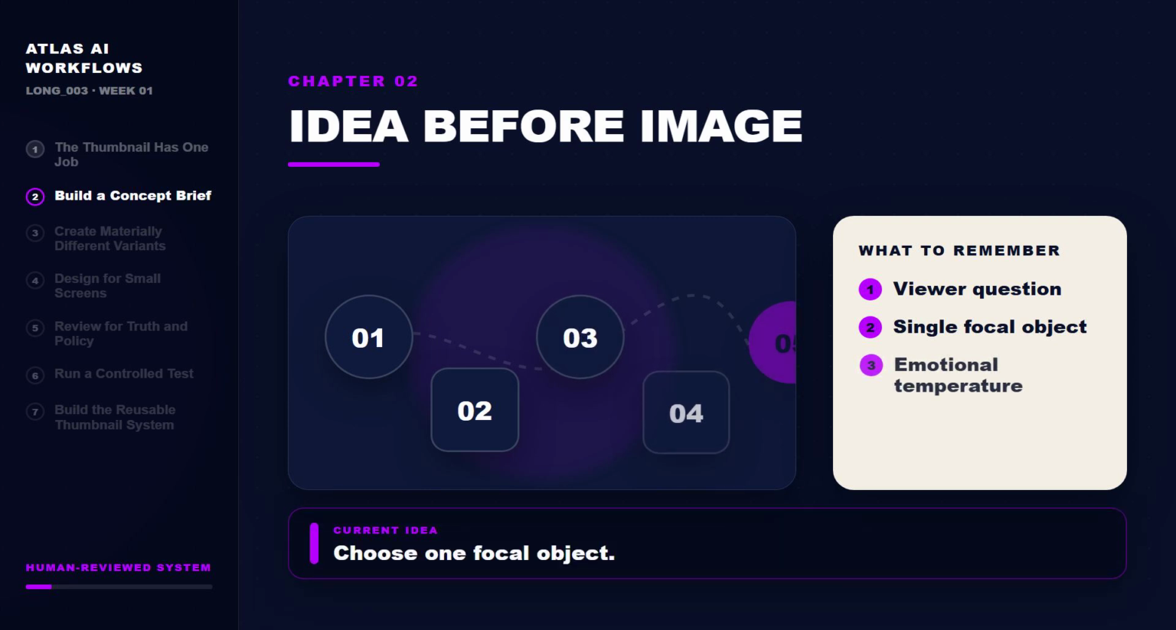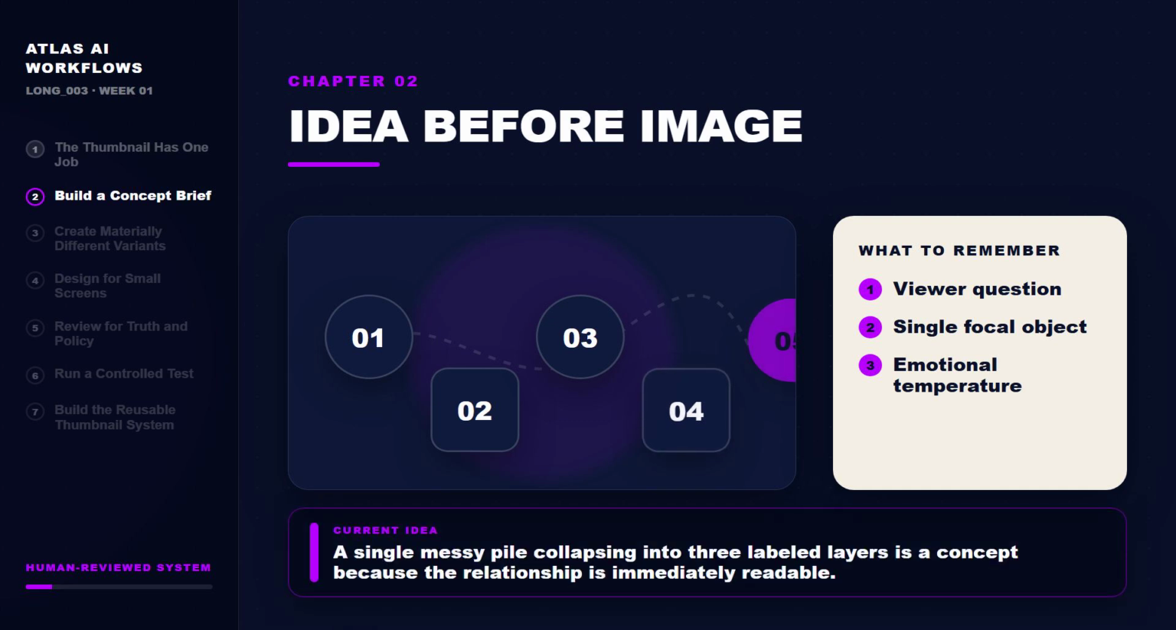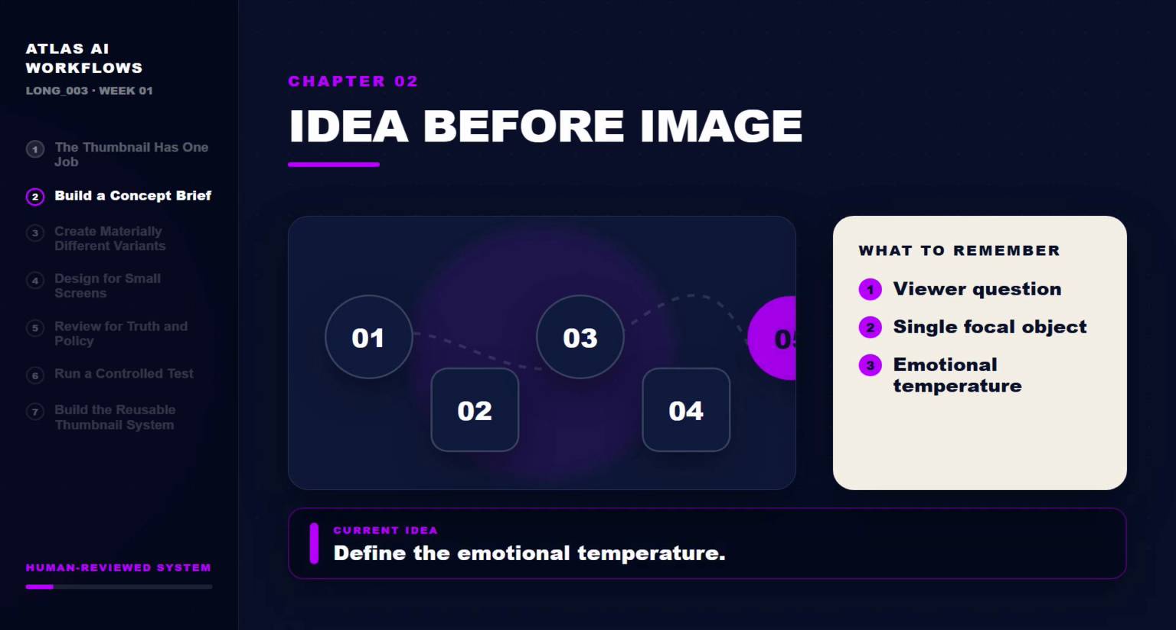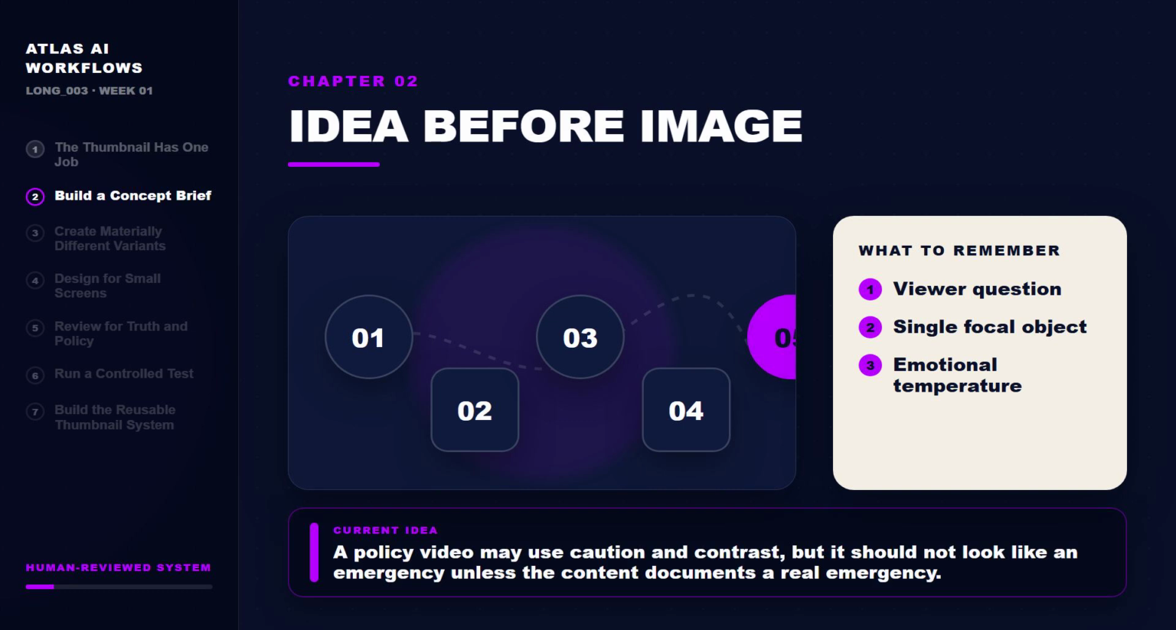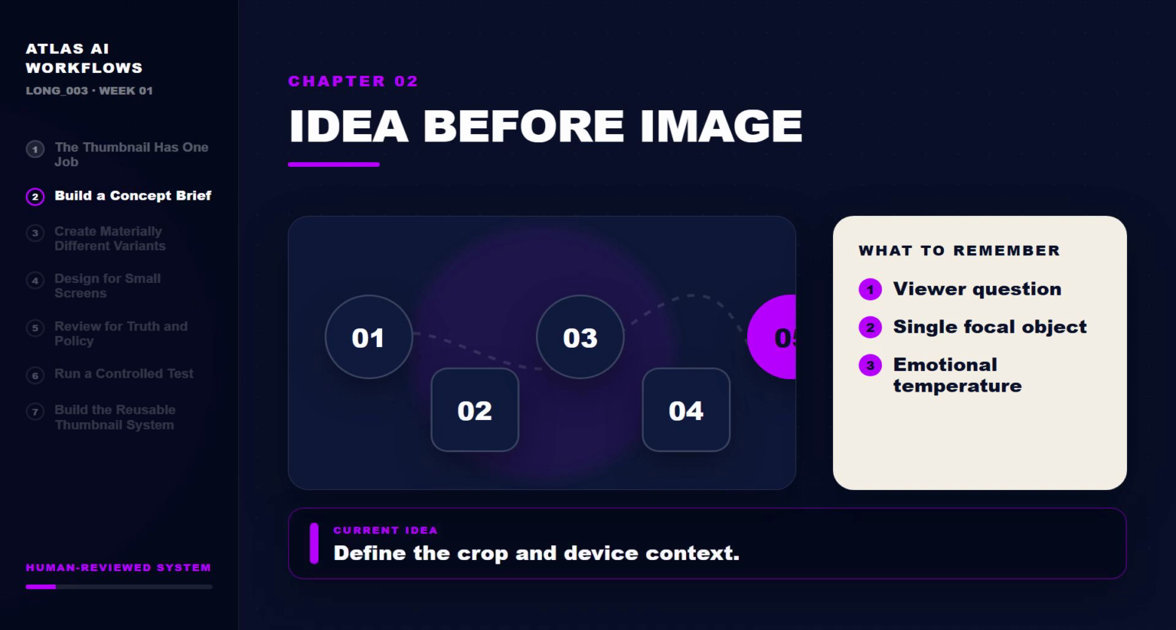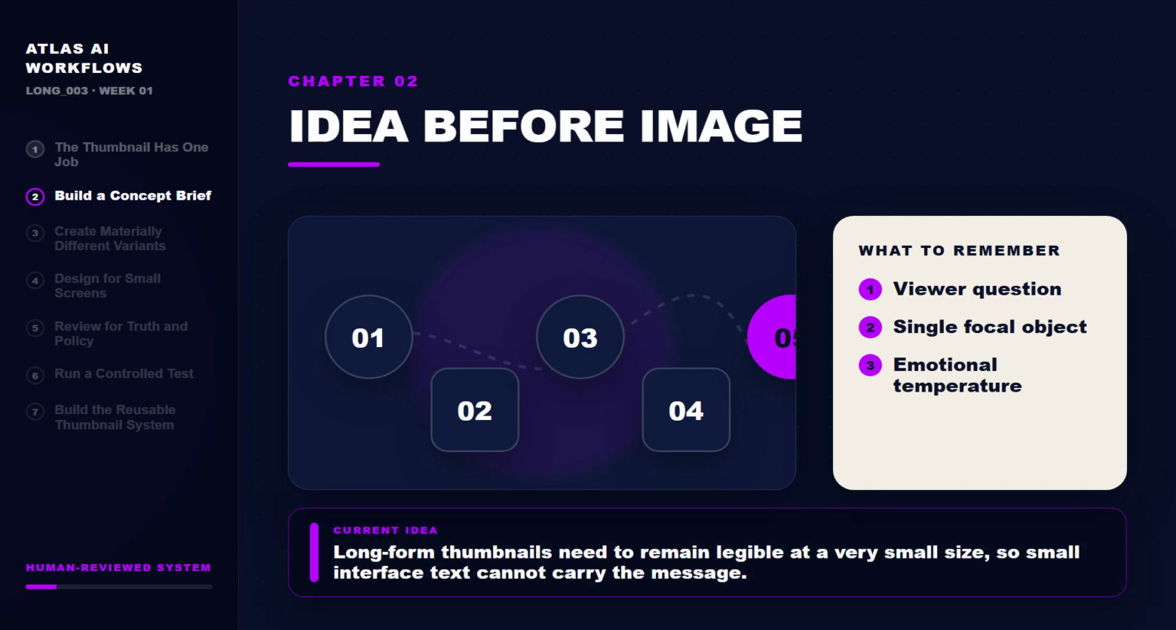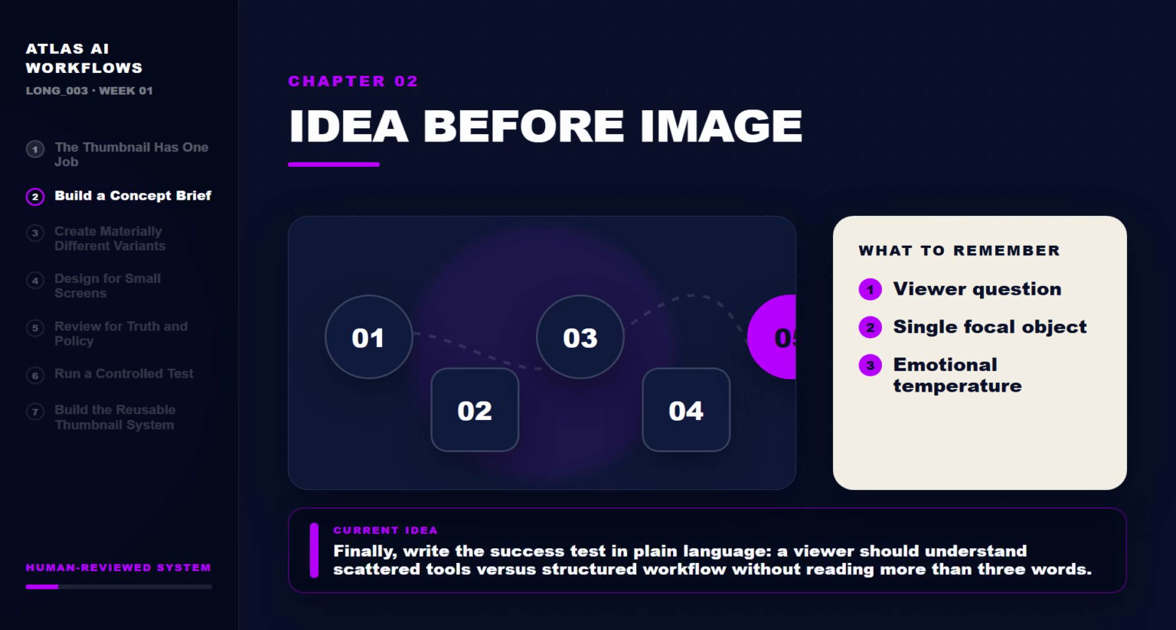Choose one focal object. A stack of 20 icons is not a concept. A single messy pile collapsing into 3 labeled layers is a concept because the relationship is immediately readable. Define the emotional temperature. A policy video may use caution and contrast, but it should not look like an emergency unless the content documents a real emergency. Define the crop and device context. Long-form thumbnails need to remain legible at a very small size, so small interface text cannot carry the message. Finally, write the success test in plain language. A viewer should understand scattered tools versus structured workflow without reading more than 3 words.